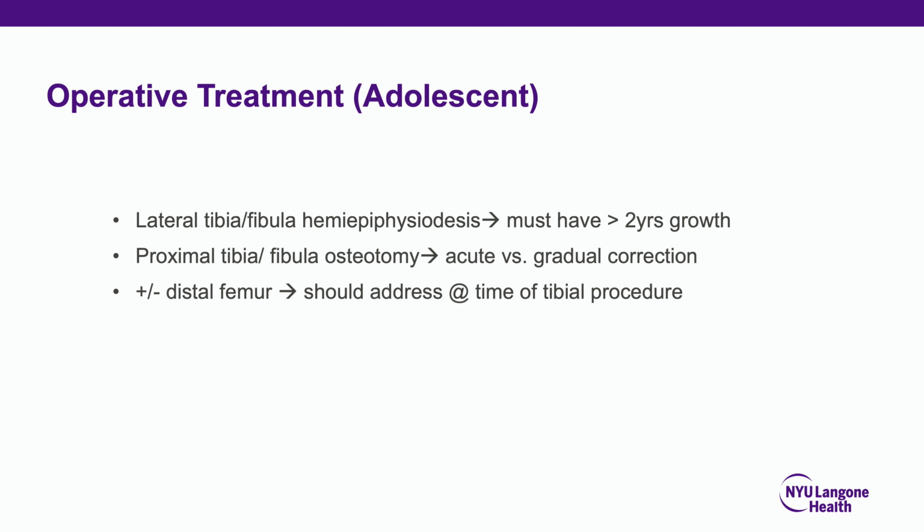Hemihypertrophy adductus requires greater than 2 years of growth. Typically, most people will address the tibial deformity with a gradual correction with an external fixator, although acute corrections are also occasionally done for lesser deformities.